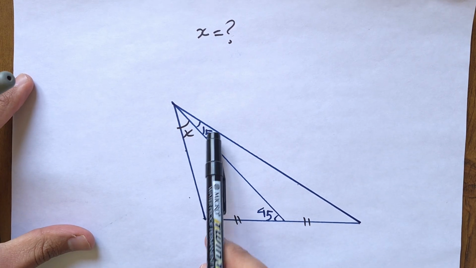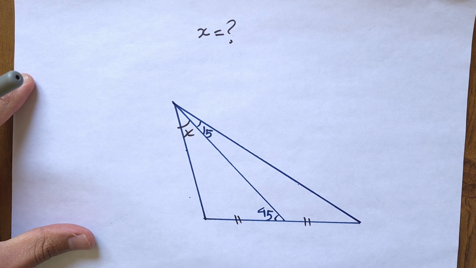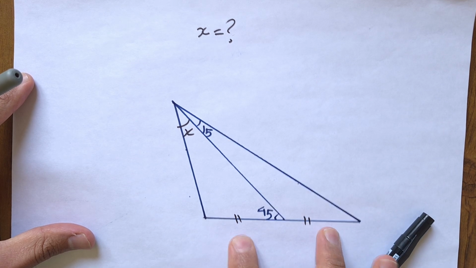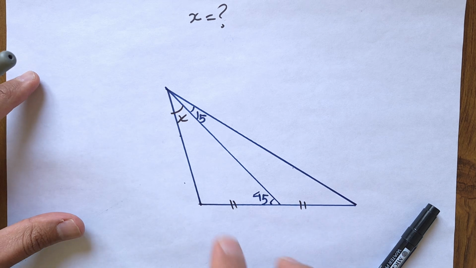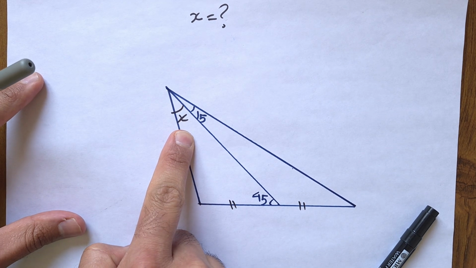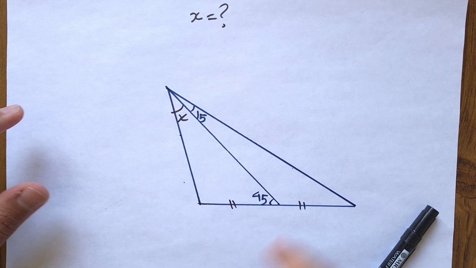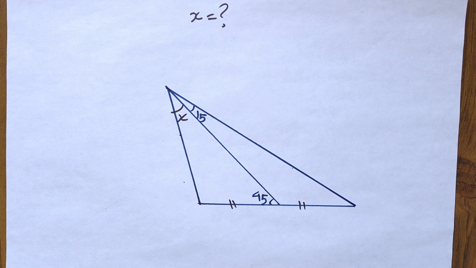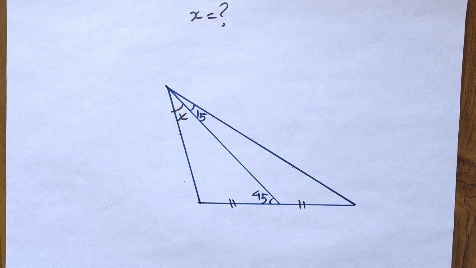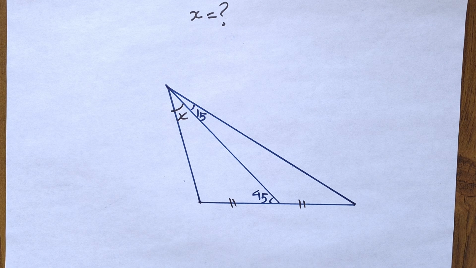So this angle is 15 degrees. This angle is 45 degrees. These two little segments are equal. And now the question wants to know what is the value of x in this left kind of triangle. So let's just work on the information that we have and build upon that step by step.